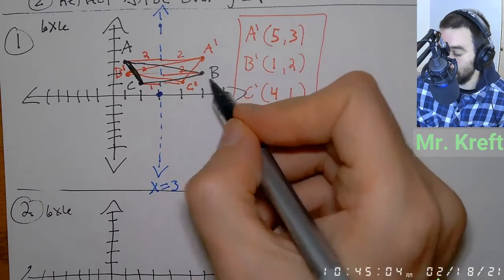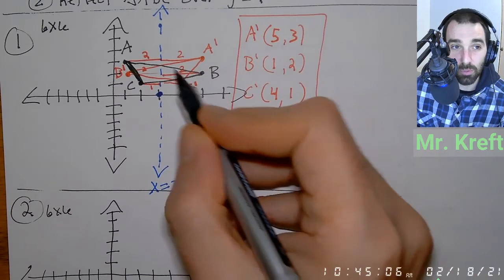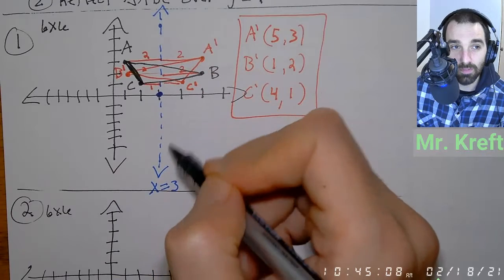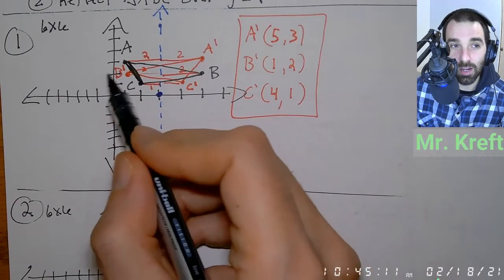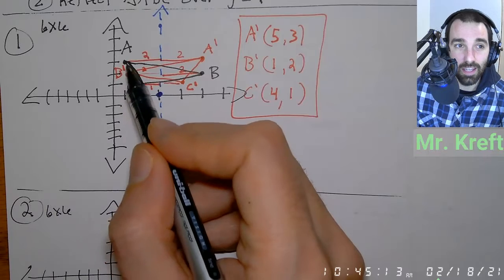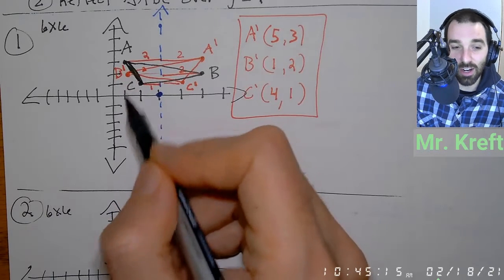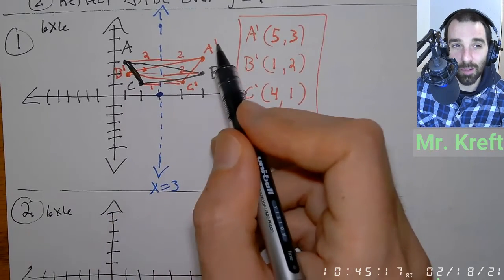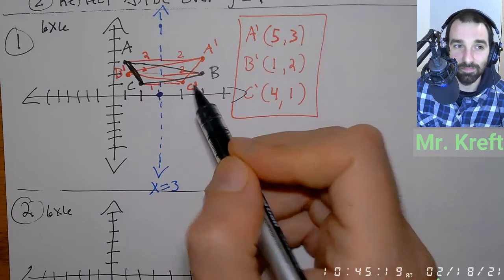Why are they on the same side? So if you take a look here, B was on the right of the mirror. So my mirror is blue. So B, now B prime is on the left of the mirror. A and C, they started out on the left side. So now A prime and C prime are on the right side.